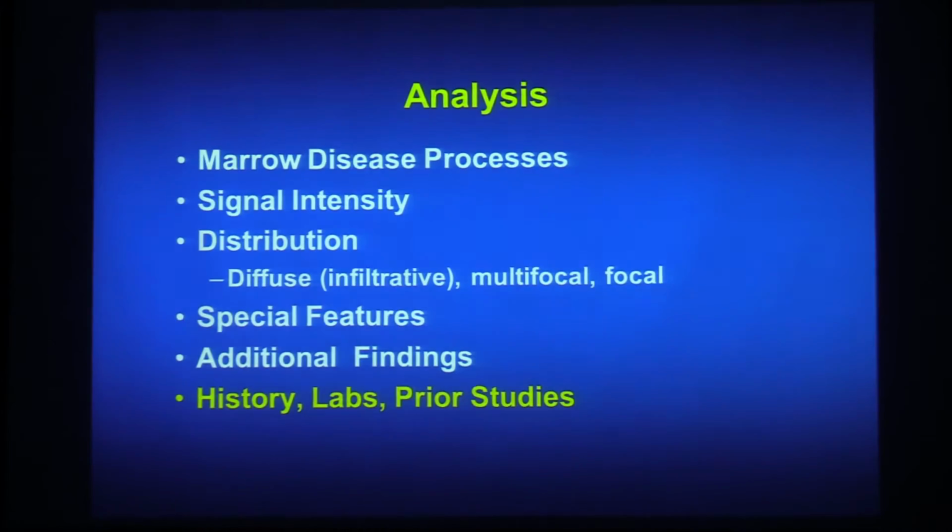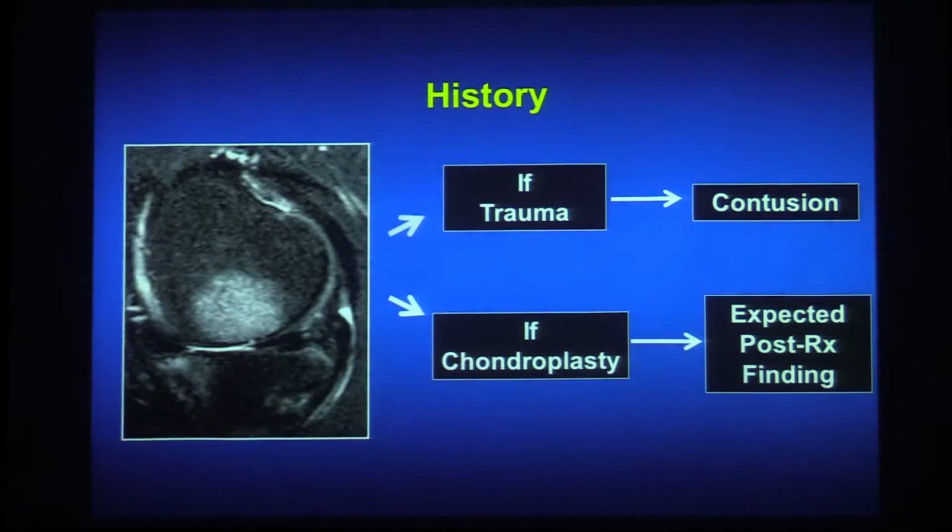And even though it's kind of a cliche, I do want to emphasize history. History can make a big difference. Here is a patient with fat-saturated T2 weighted images. Here's marrow edema pattern in the distal femur extending to the subchondral bone. If this is a case of trauma, it's a contusion. If the patient has undergone surgery and had a chondroplasty, this could be an expected post-treatment finding. What do you think here? Much easier if you know that they have a history of surgery and chondroplasty. This was actually the expected postoperative appearance.